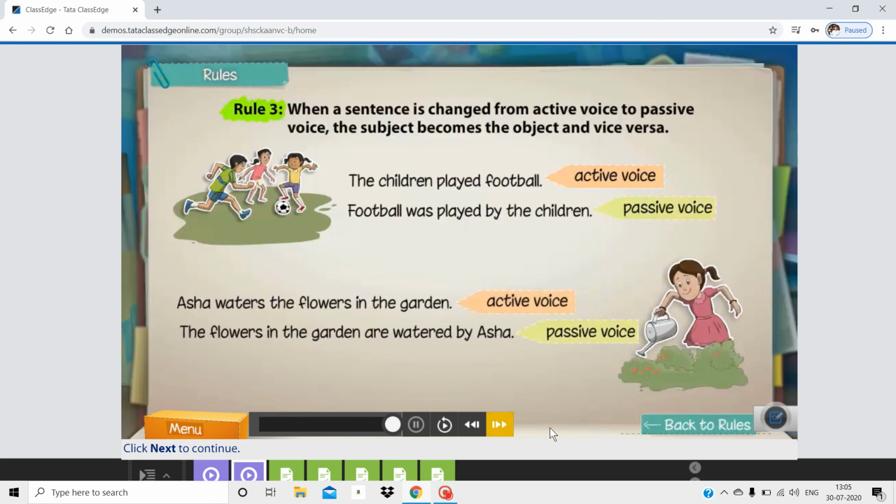Okay, dear student. So this media will help you to understand how active and passive voice are made. So it is very simple. In the next video, we'll be learning some more rules.